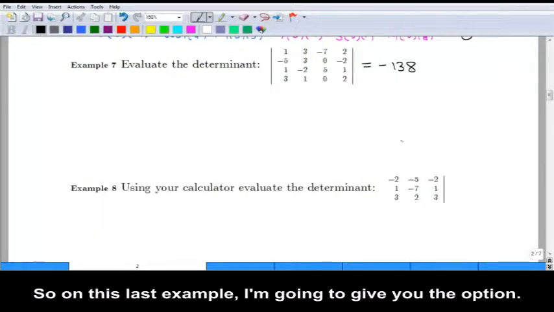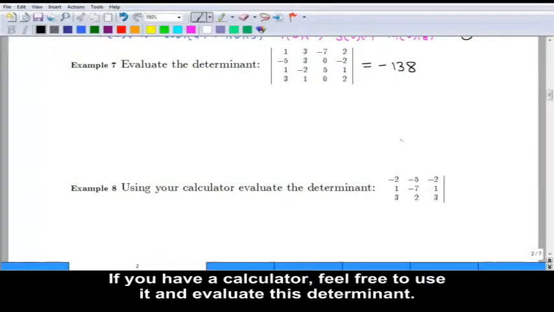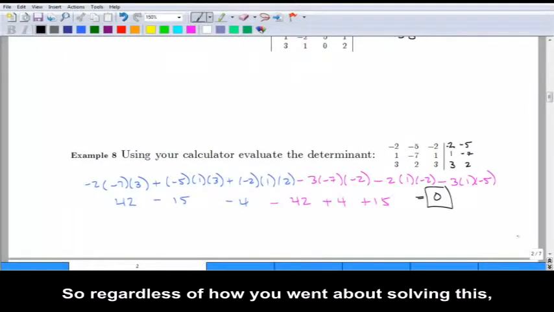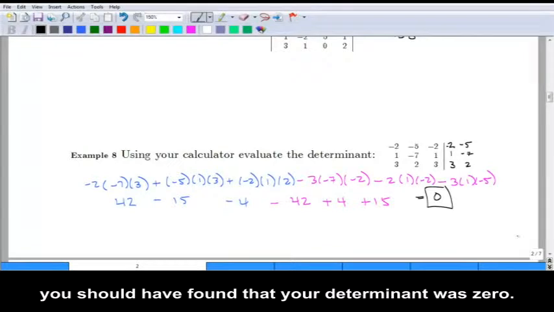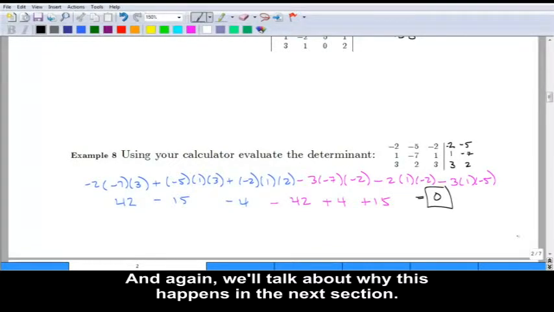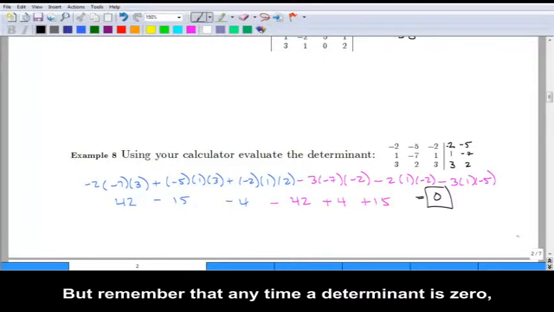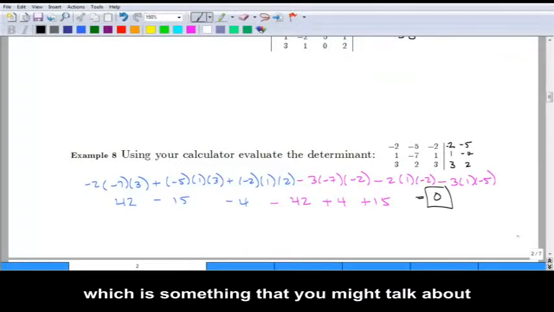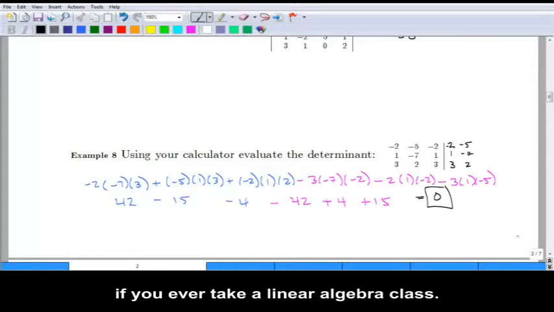So on this last example, I'm going to give you the option, if you have a calculator, feel free to use it and evaluate this determinant. Otherwise, do it by hand, but pause the video at this point and try example 8. So regardless of how you went about solving this, you should have found that your determinant was 0. And again, we'll talk about why this happens in the next section. But remember that anytime a determinant is 0, this means that you have a matrix that is non-invertible, which is something that you might talk about if you ever take a linear algebra class.